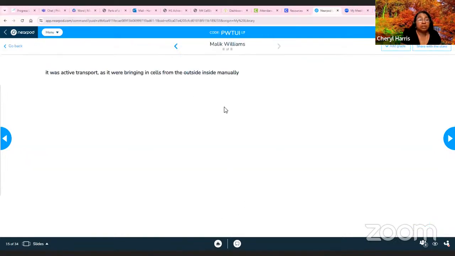All right. So the three people who have answered the question have made a good point of saying that this is active transport because yes, it is actively bringing objects inside. So this tells me that we need to talk about this.